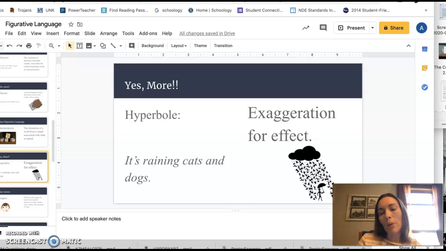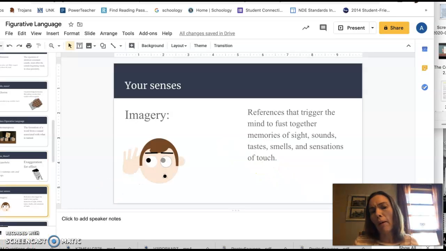Then we have a hyperbole, and we worked on these last week with our IXLs. So I could say it's raining cats and dogs, and then you'll notice my picture. I have never been outside in a rainstorm when cats and dogs were falling down. It's an exaggeration for effect. Like several times you guys will tell me, oh, Mrs. Brown, you're killing me when it comes to our homework. That's a hyperbole. You're exaggerating. I haven't lost a student yet. I promise. It won't be that hard.